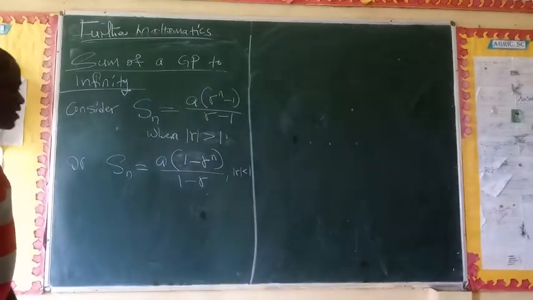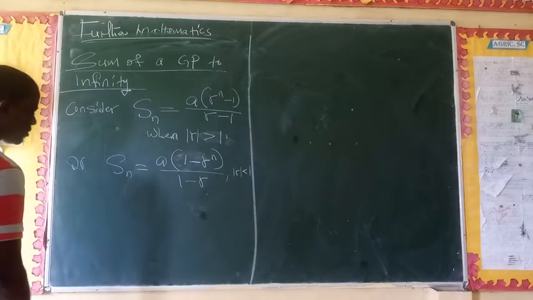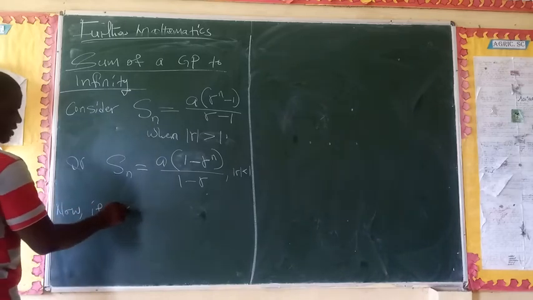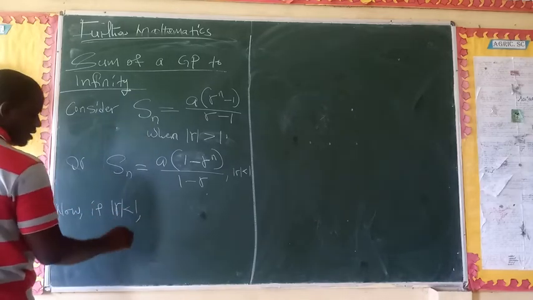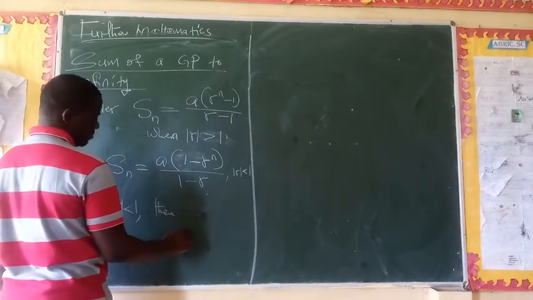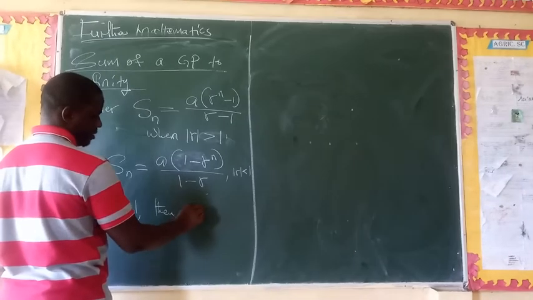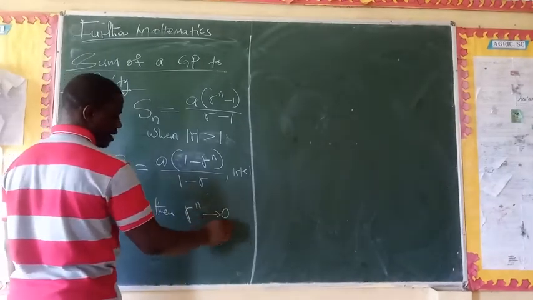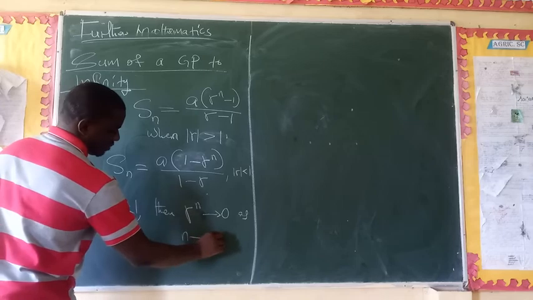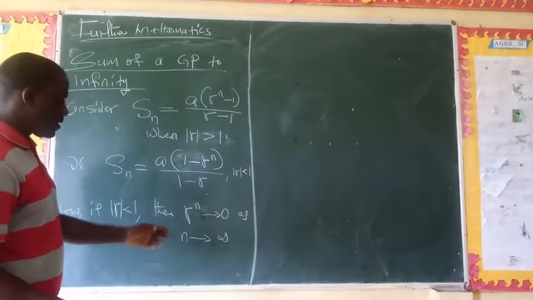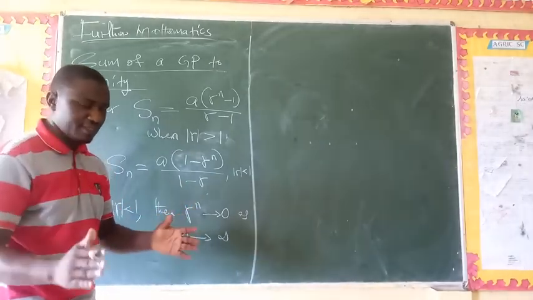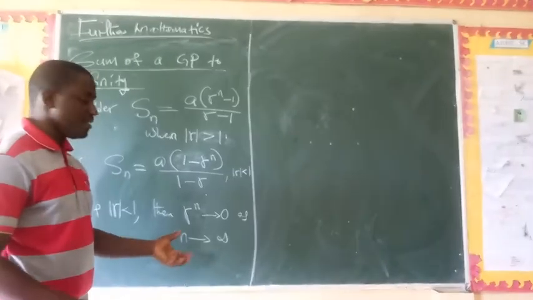Why is it like this? Now, if the modulus of r is less than 1, then we see that r raised to power n tends to 0 as n tends to infinity. What is the meaning of this expression? We see that this whole thing becomes smaller and smaller. You're going to test it yourself and see. It becomes smaller and smaller as n tends to infinity.